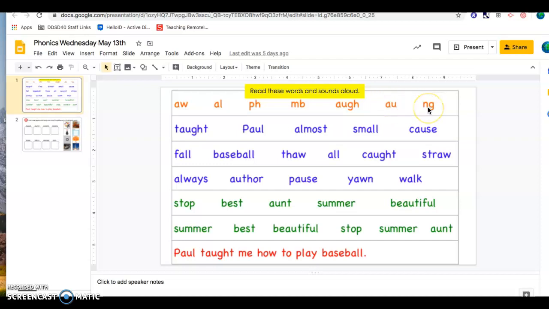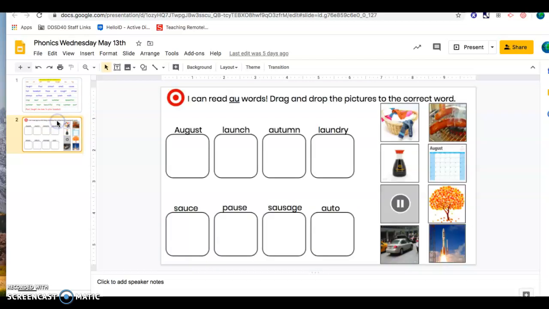When you get to the blue words, you're going to sound them out if you don't know what they are. So let's say I didn't know what this word is. I would start here at the beginning, and I know that a T makes a T sound. Then I know that A-U-G-H makes an ah sound, and a T makes a T sound. So I go T, ah, T, taught. The word is taught. So please sound out all the blue words to yourself. Read the green words, and then read the red sentence. When you're done, go to the next slide.